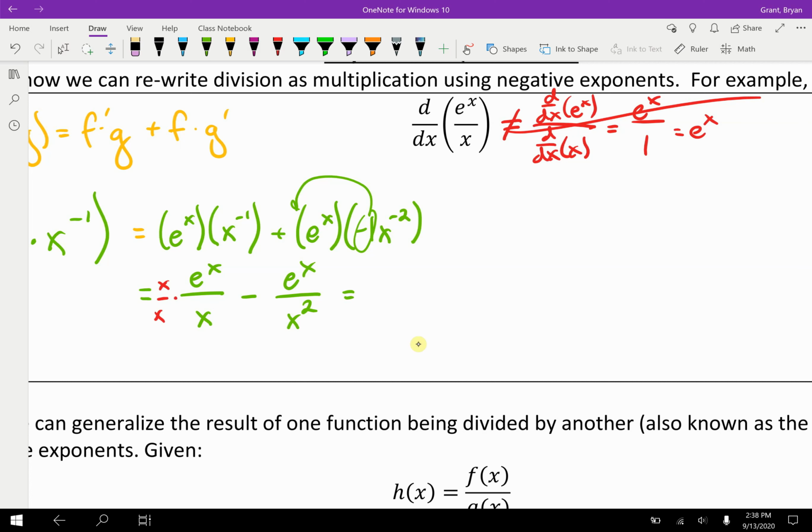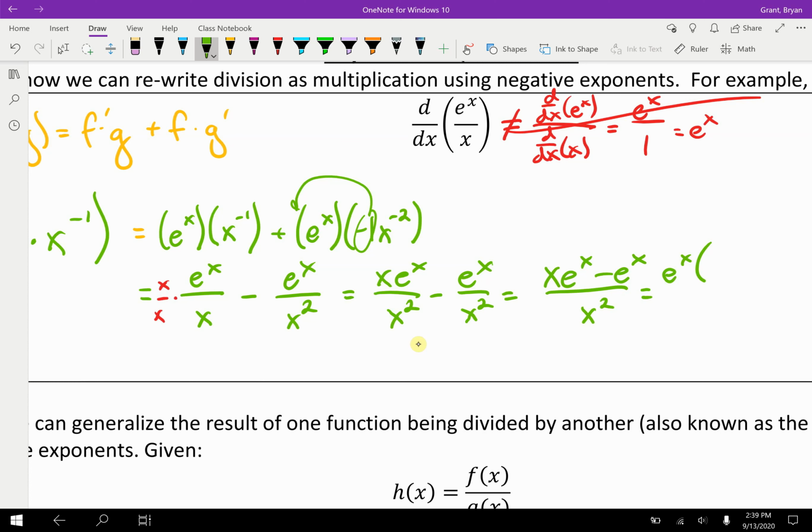This was missing an x to make it x squared, so we have x e to the x over the common denominator x squared minus e to the x divided by x squared. Putting this all together, we end up with x e to the x minus e to the x over that common denominator, and maybe even going a step further, e to the x is common to both, so we can factor that out. And that's probably as simple as we can get.